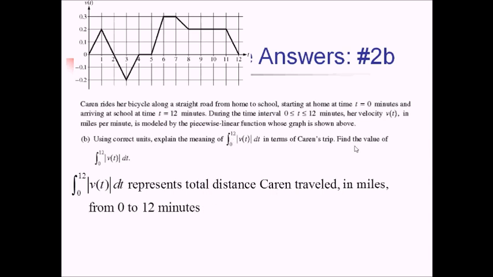Next, they want us to actually find the value of that. So to do that, we're going to need to use some geometry. We're essentially going from 0 to 12 and just adding up all the areas. And because this is total distance, all the area has to count as positive. So we have first this triangle here. This is 1/2 times a base of 2 times a height of 0.2.